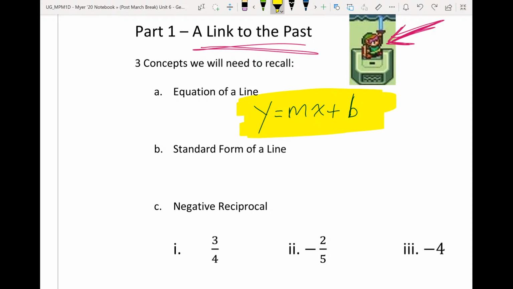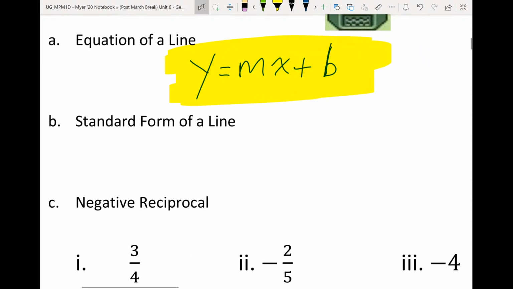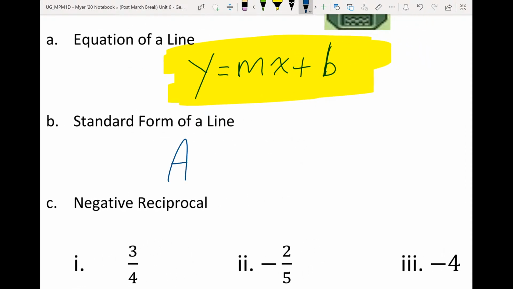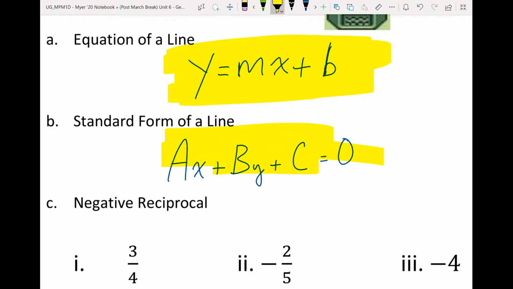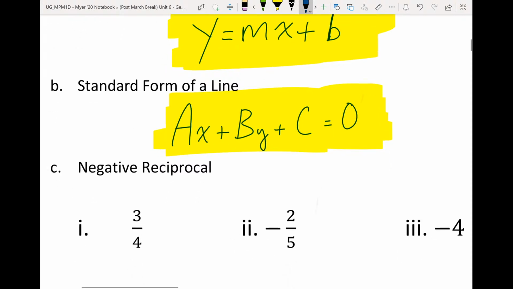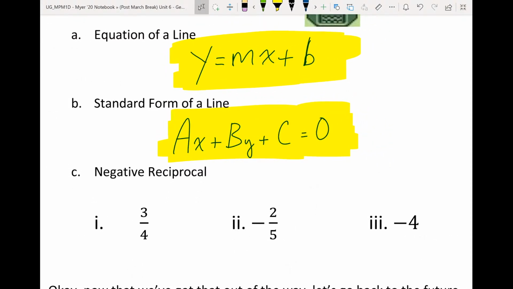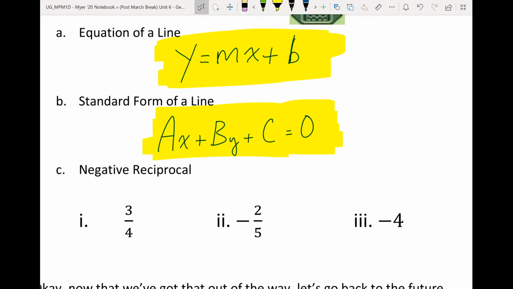What was standard form? We talked about this briefly as well. Was it ax plus by plus c equals 0? Very good, I'm very impressed. Awesome. So that's standard form. And again, we don't use standard form that often, but sometimes we do. You'll see it again when you take grade 10, and we'll go over why you might rearrange something into standard form.